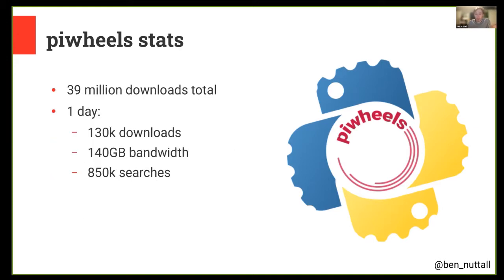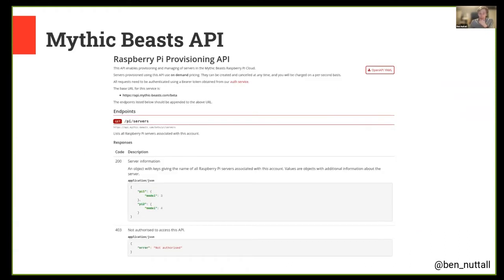And just to show this isn't just a hobby project that gets a few hits a day, it's had nearly 40 million downloads in total over the last few years. In a single day at the moment, the averages are about 130,000 downloads a day, 850,000 pip requests for packages, and that adds up to about 140 gig of bandwidth in a single day, all being served from this one Pi. It's going up all the time.